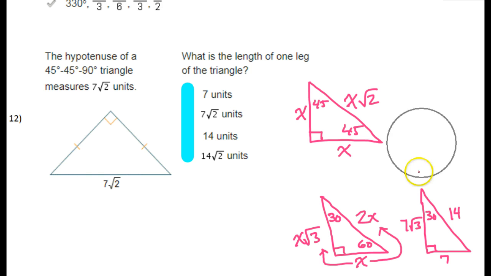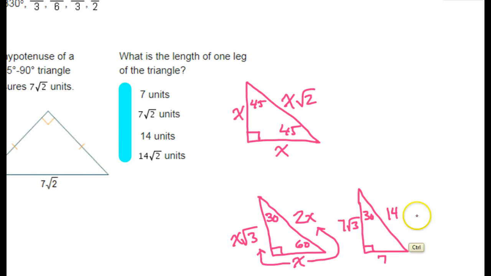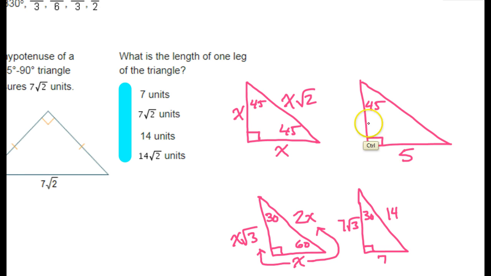Okay, so for example, here's another 45, 45, 90 triangle. If I told you that this was 5, then that means that the other leg is 5, and the hypotenuse will be 5 radical 2. Okay, write this down.